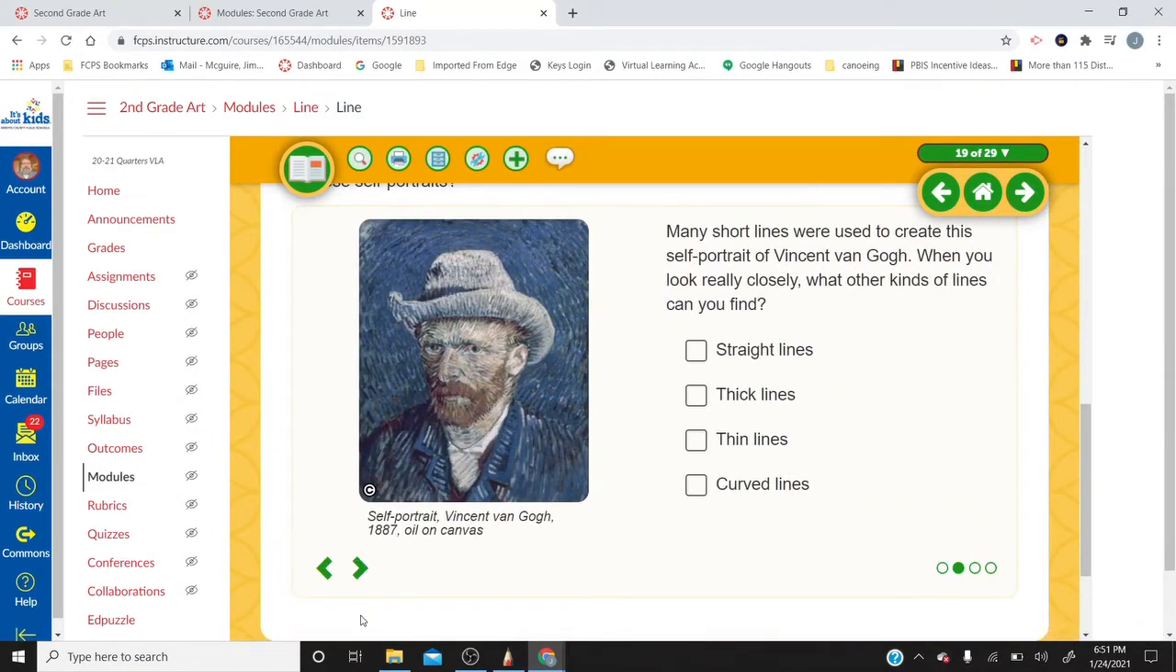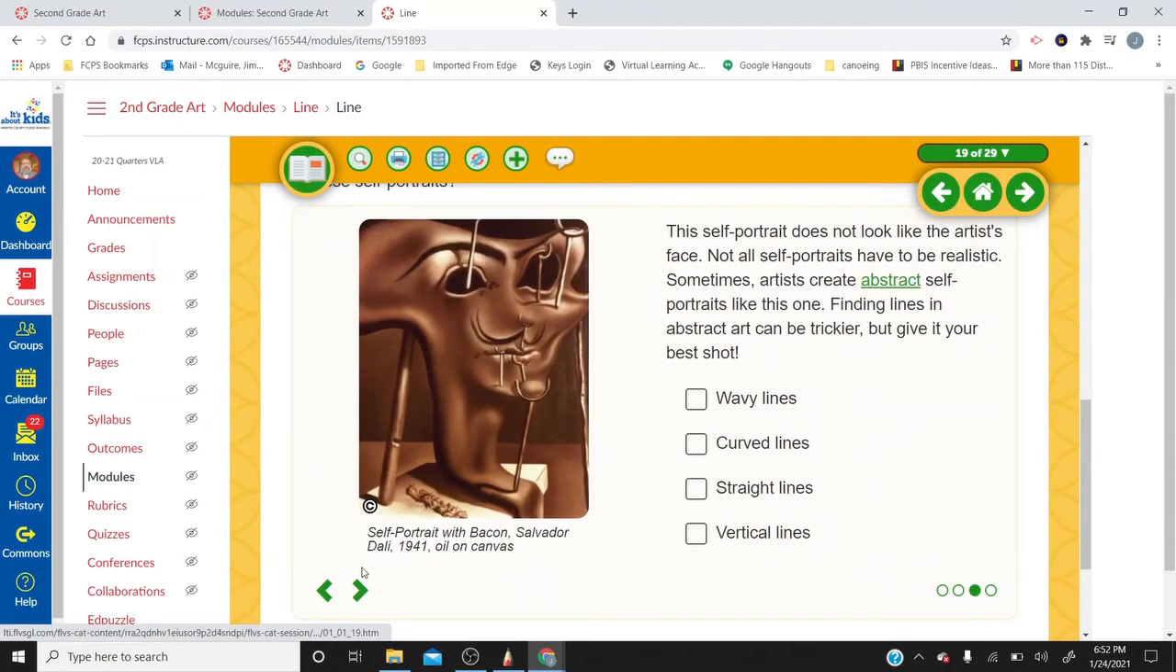What about this one? Many short lines used to create this self-portrait of Vincent Van Gogh. When you look really closely, what other kind of lines do you see? I see sort of thick lines here, and thin lines, and some curved lines, and straight lines. I'm going to go with these thick lines. All right, let's see. What about the next one?